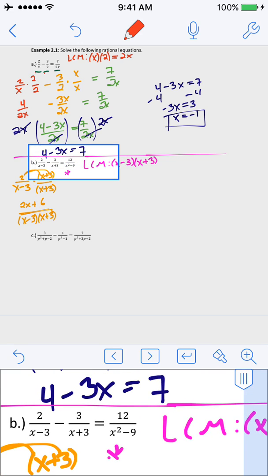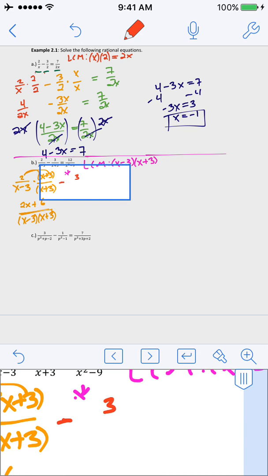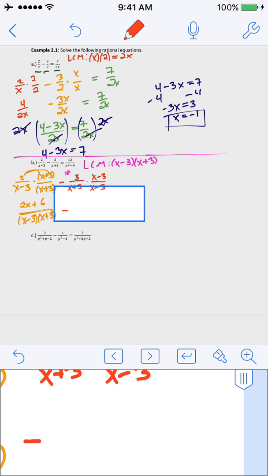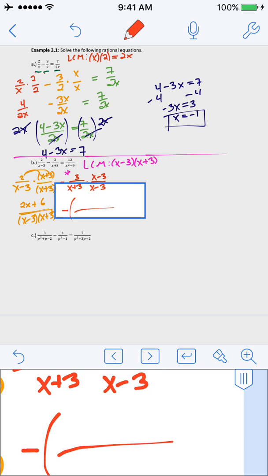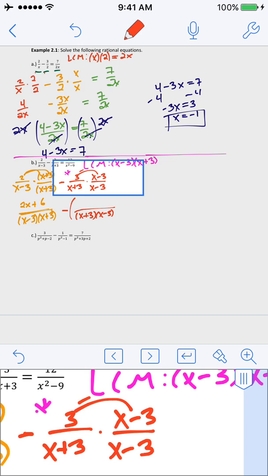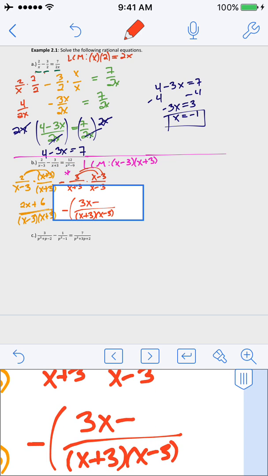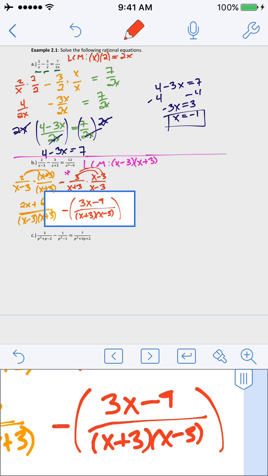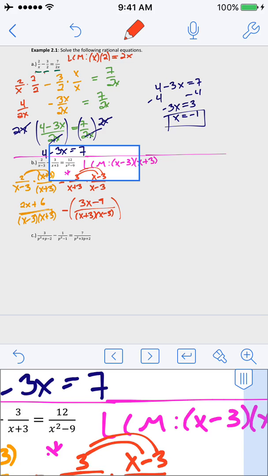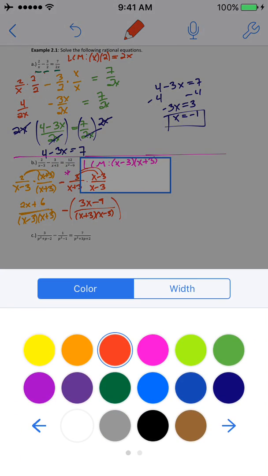I have, so this is another minus problem. 3 over x plus 3. What's missing from this one? The x minus 3 part, right? x minus 3, x minus 3. And I end up getting, so subtraction of, again, the denominator is going to be the same. That was the whole point, right? Making the denominator the same. But the numerator is 3 times x and 3 times negative 3, so 3x minus 9. I'm putting it in parentheses because I know I'm going to be subtracting later, and I want to make sure I distribute that negative.